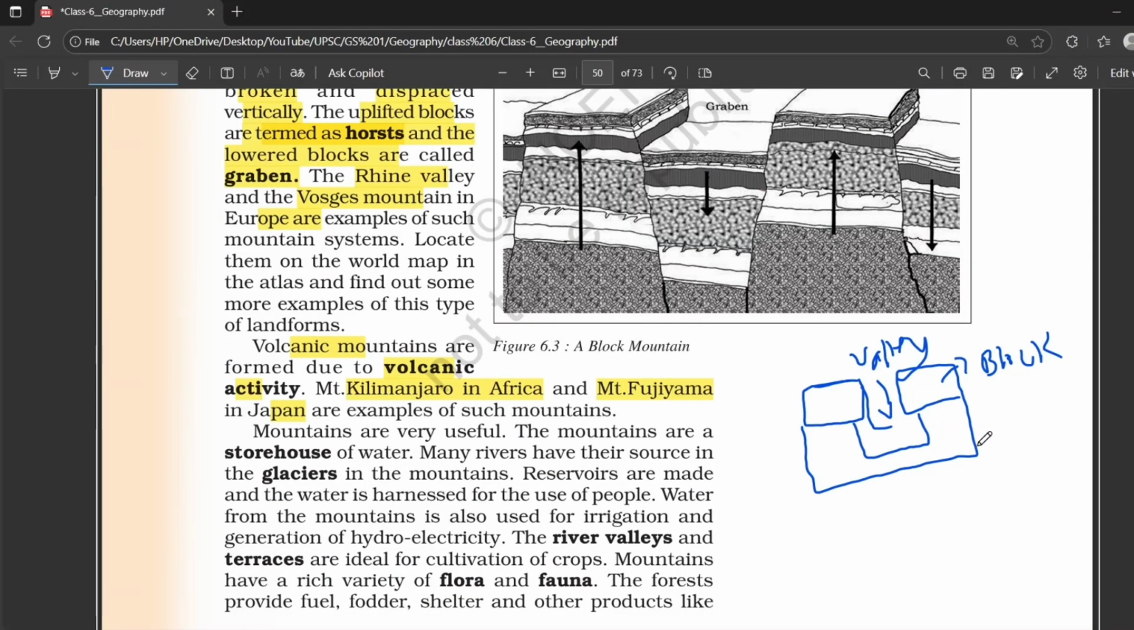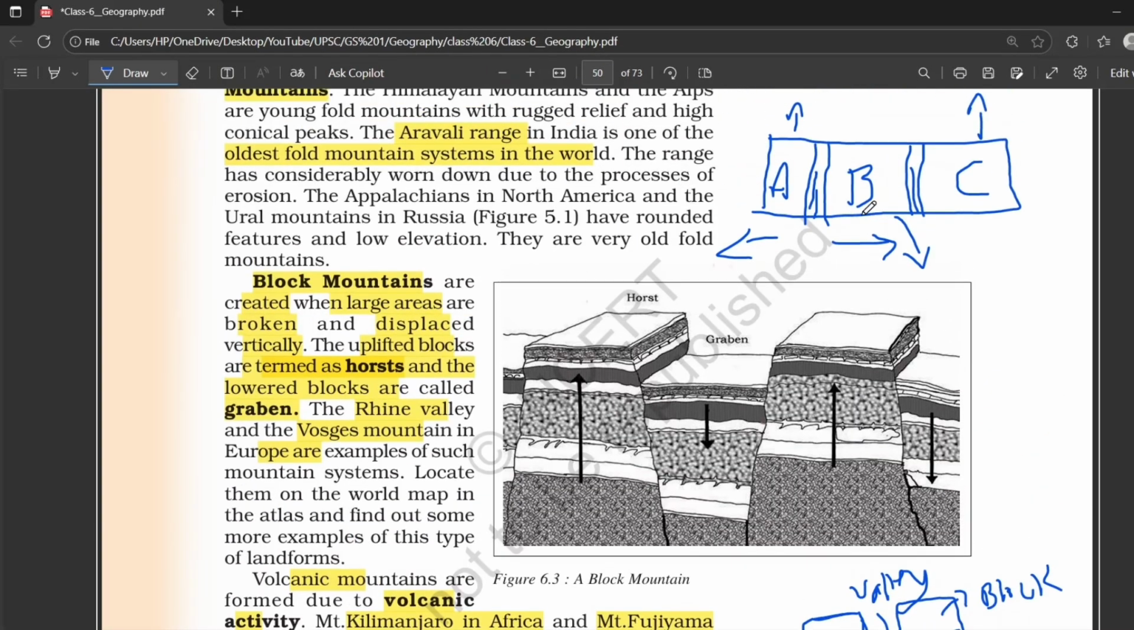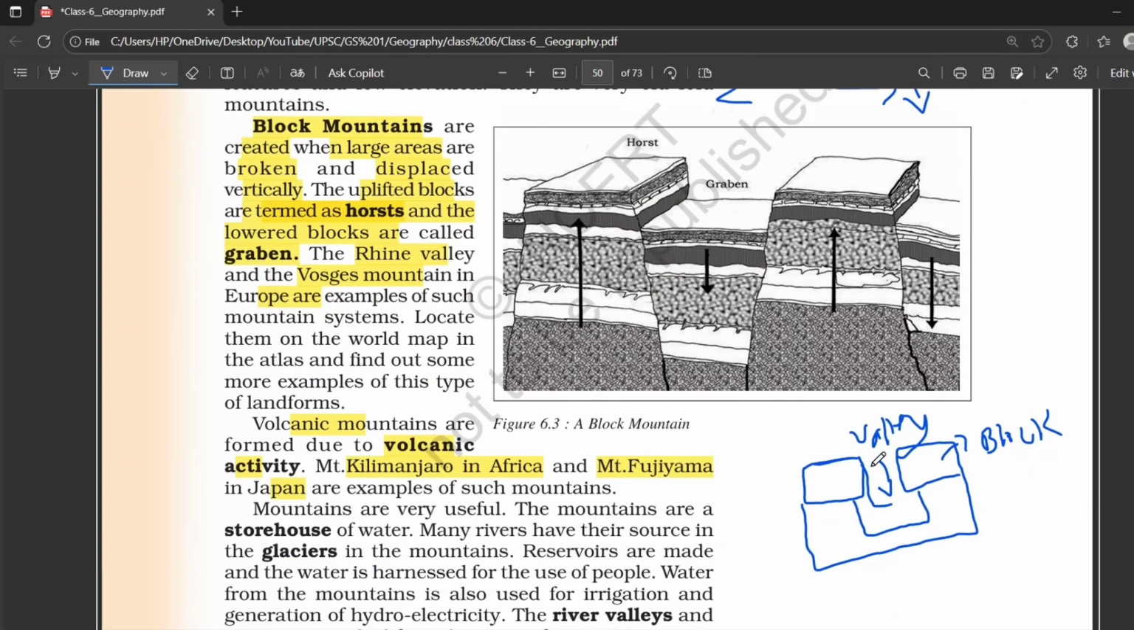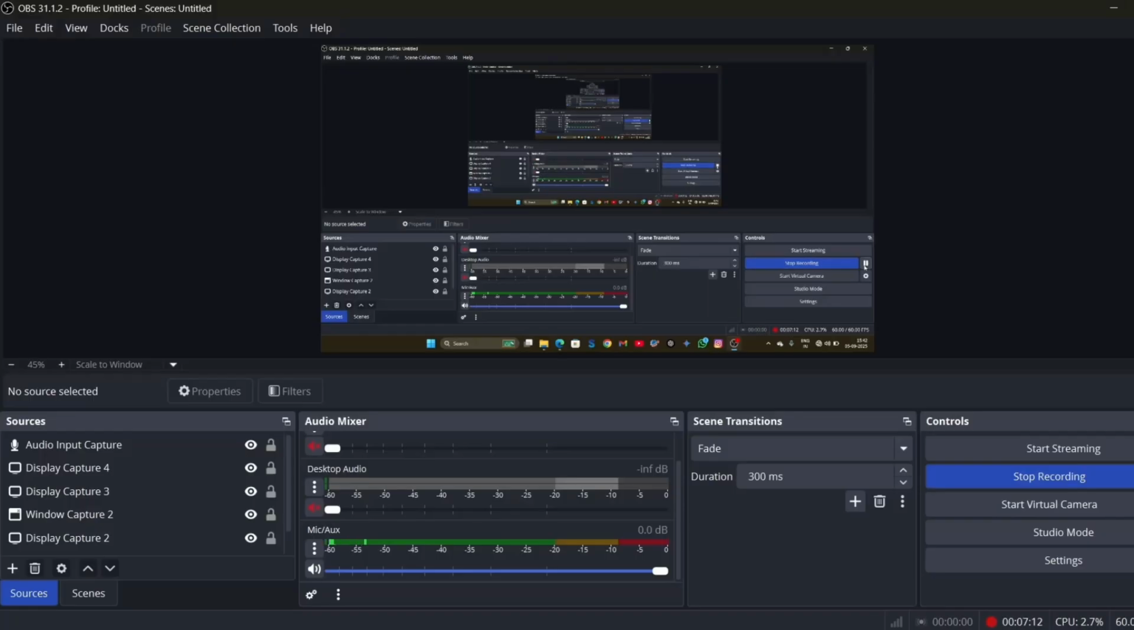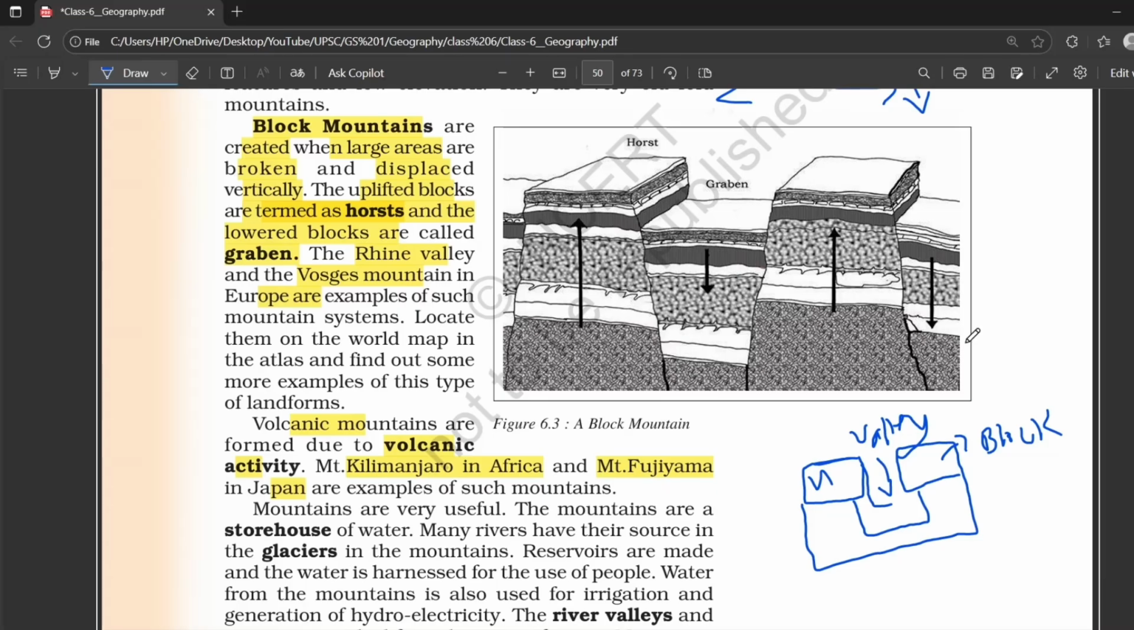And look at here. This is the block and this is the downward plate. This is the B plate which has gone downwards. It formed the valley. We call it a graben. And the upward part we call a block mountain and also the horst. The movement of plates happens mainly because of the movement of magma inside the earth. The fold mountains are formed only at convergent boundaries and at least one continental plate is needed. The block mountains are formed at divergent boundaries where the faulting happens. The block mountains are not formed at convergent boundaries.